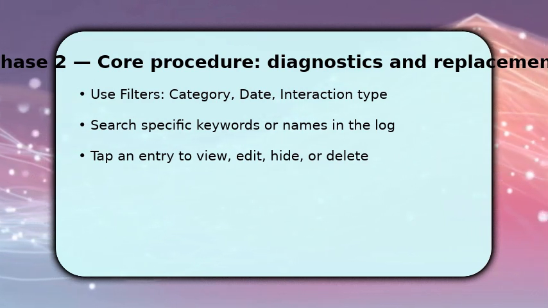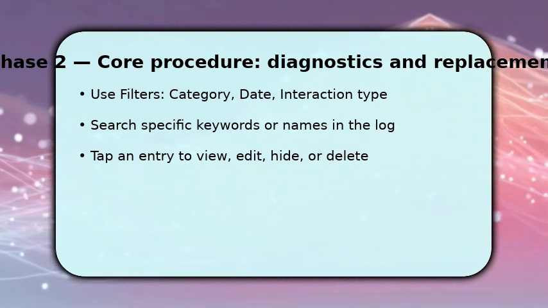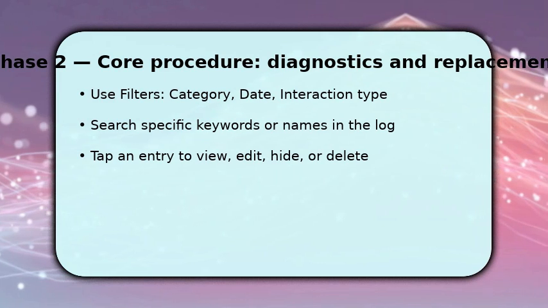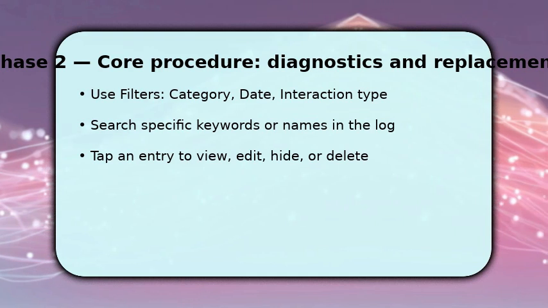When you tap an entry, you'll see options to edit, hide from timeline, or delete. Choose Delete for permanent removal or Hide if you might want it later. Make sure to repeat filtering for each content type so nothing is missed.